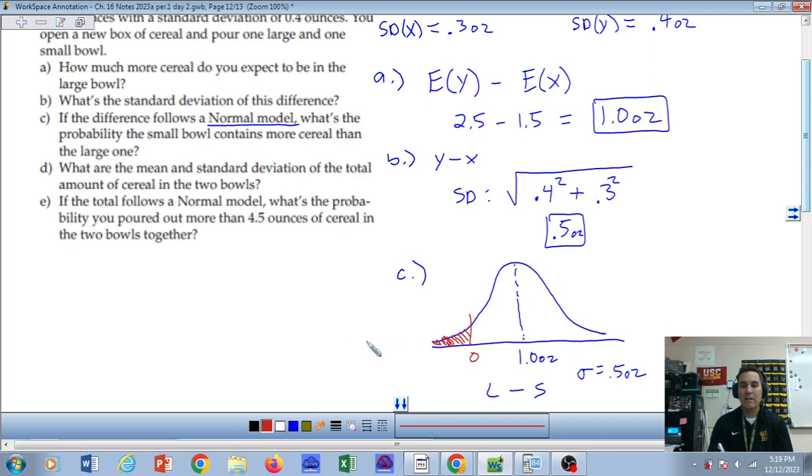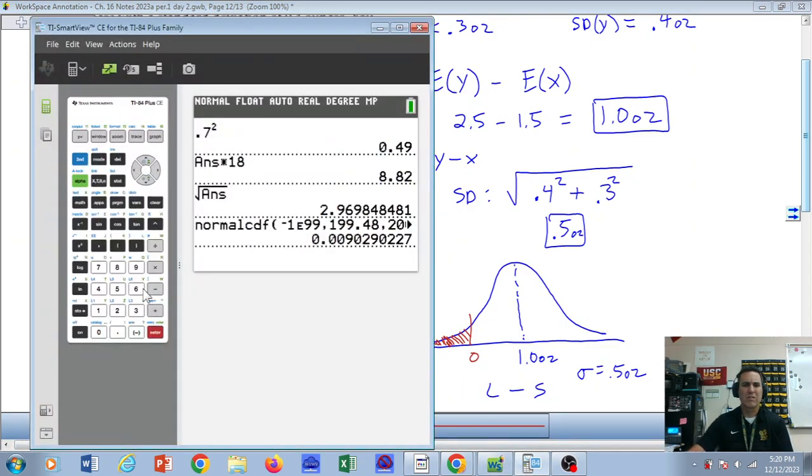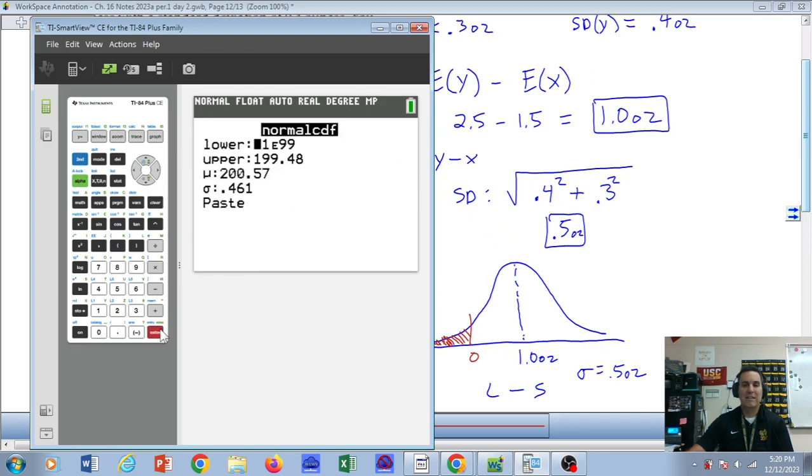So to calculate that probability, we're going to use our calculator, right? We're going to use normal CDF. Don't forget you're supposed to label. So the lower boundary is going to be negative infinity. Your upper boundary is going to be 0. Your mean is going to be 1. Standard deviation is going to be 0.5. This is actually exactly 2 standard deviations, so it should be really close to like 2.5%. But let's get the exact answer.